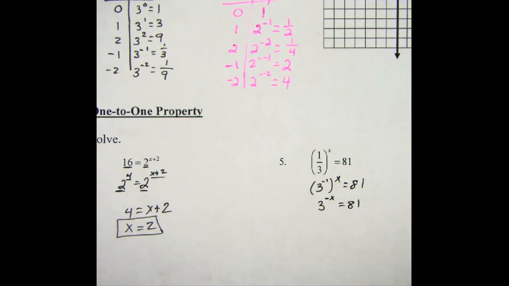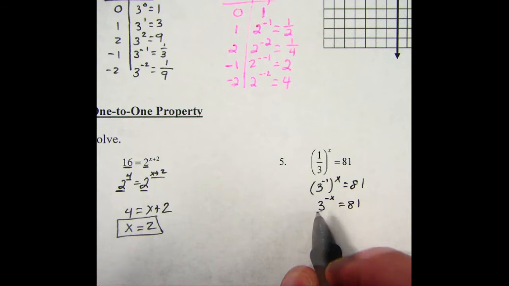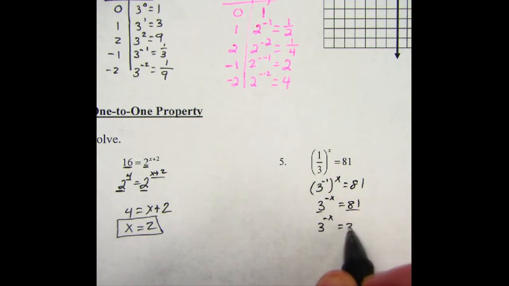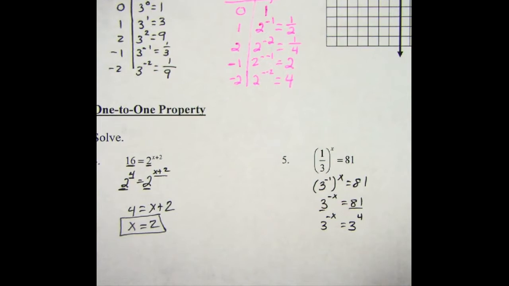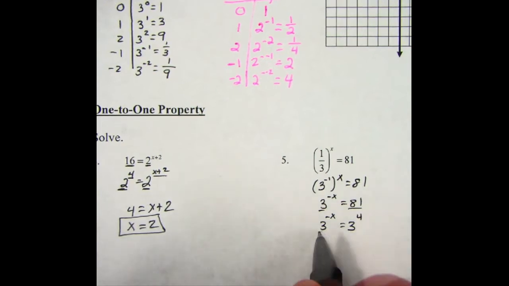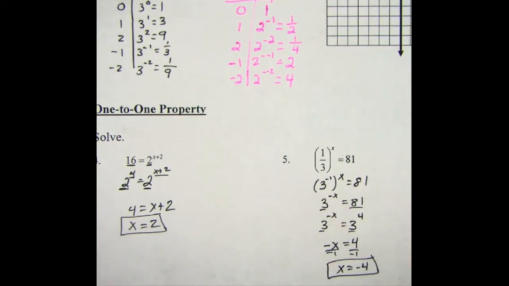Okay, so next we want to get the bases to match up. So 3 and 81. So 81 can go to, let's see, 3 squared is 9, 3 cubed is 27, 3 to the 4th is 81. So the bases match up now, so that's good. And now the exponents have to match up, so negative x is equal to 4. So of course just divide both sides by -1 and you get x equals -4. And that's all there is to that type of problem.